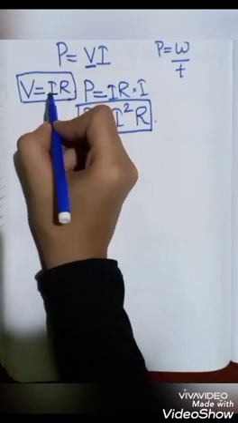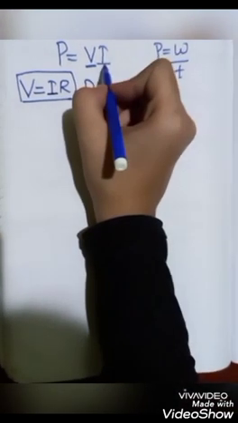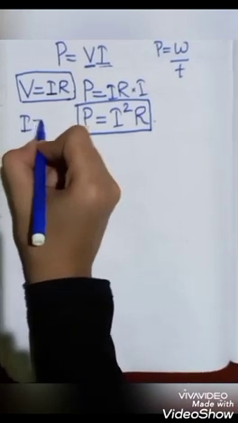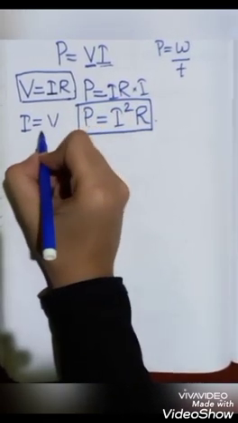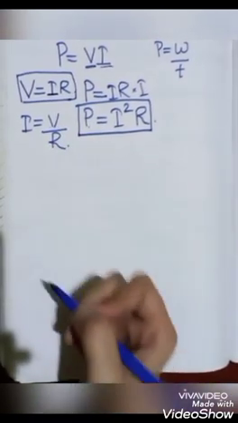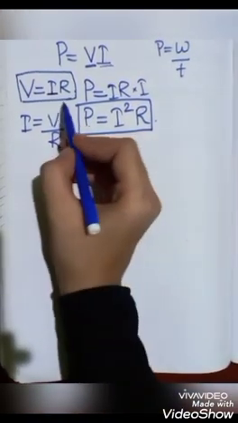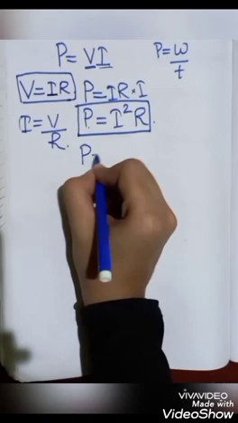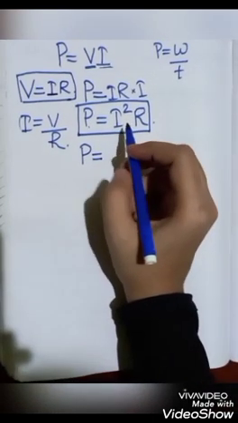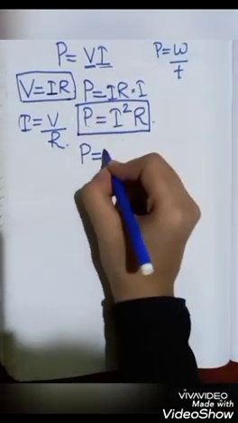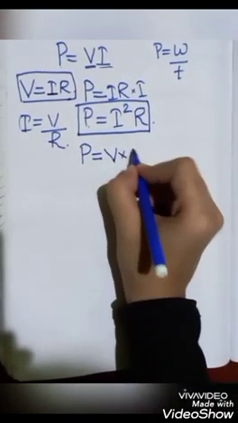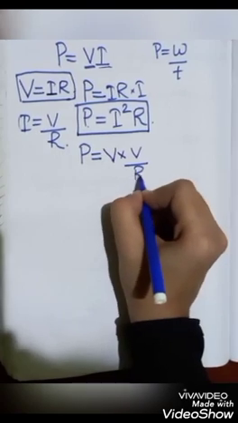Then there is one remaining equation, that is P is equal to V square by R. We start from Ohm's law. According to Ohm's law, what is current? I is equal to V by R. Am I right? I is equal to V by R. Now I am substituting this value into the equation. Then we will get P is equal to V into I, and I means V by R. That is V by R.